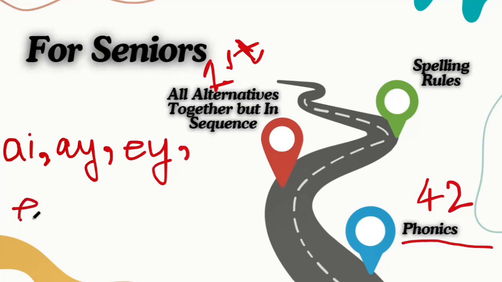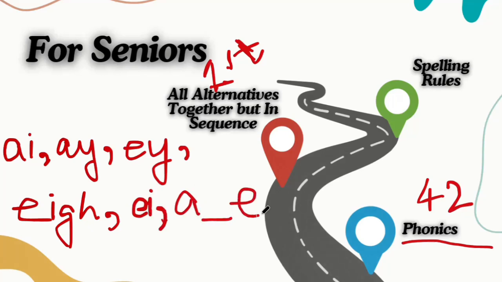Moreover, we have EIGH. We also have EIR as in there. The magic E is also a pattern. Teach magic E as a separate rule because it goes with all the alternative spellings, right? With all the vowels. So you can teach it separately and then tell them that the split digraph rules apply to all the vowels, right?